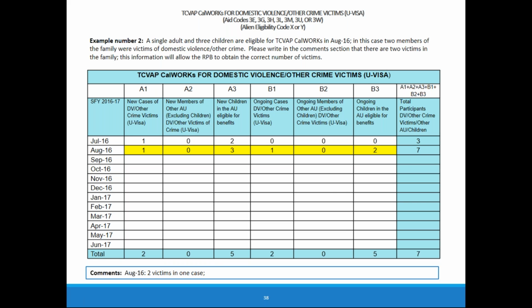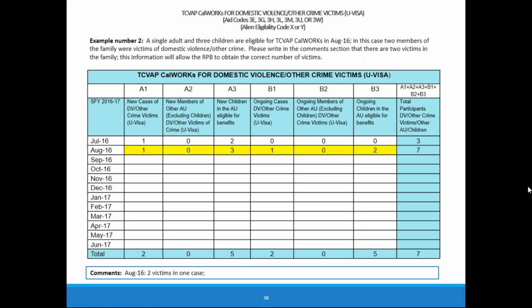Example number 2. A single adult and three children are eligible for TCVAP CalWORKs in August 2016. In this case, two members of the family were victims of domestic violence or other crime. Please write in the comment section that there are two victims in the family. This information will allow us to obtain the correct amount of victims. This information will be entered in the August 16 row.